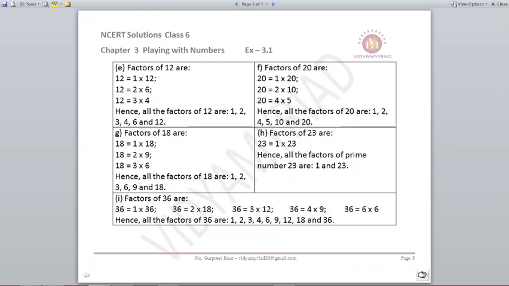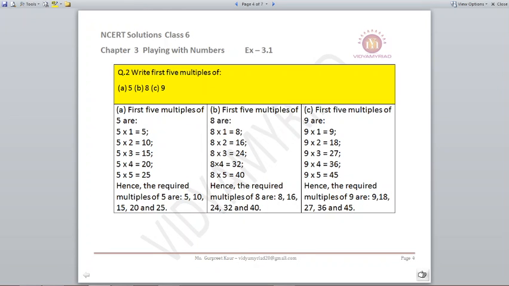So children, for this exercise, especially for factors of numbers, you should know the tables very well. Learn the tables thoroughly, then you will find it very easy. Question number 2. Write first 5 multiples of 5, 8 and 9. First 5 multiples means you just need to write the tables till 5. 5 1s are, 5 2s are, 5 3s are, 5 4s are, 5 5s are. Those will come as the multiples. Multiples will become 5, 10, 15, 20 and 25.